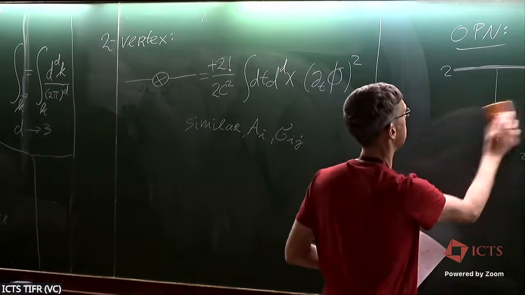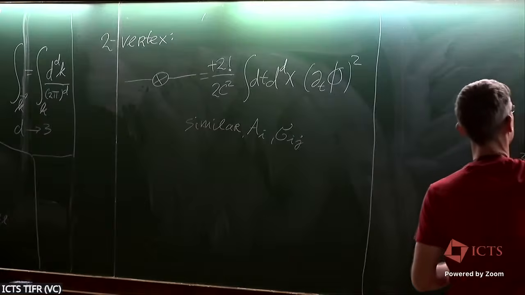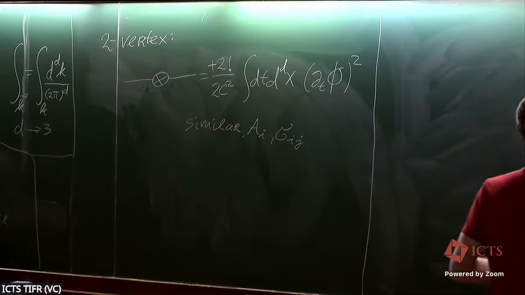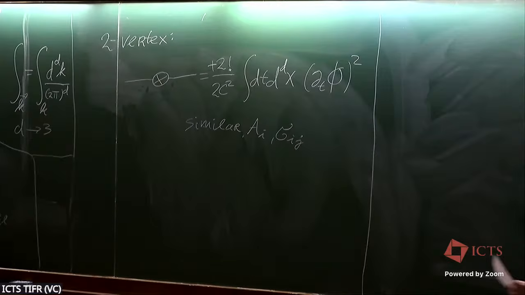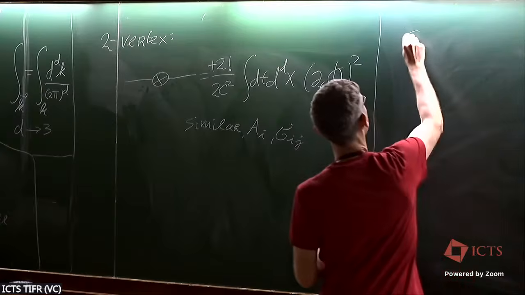Now, the point particle action. Here we have 2 time derivatives acting on phi. If we take one of the time derivatives going to the other phi, basically we pick up the plus sign.